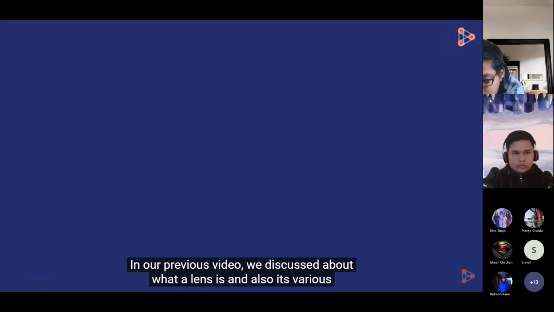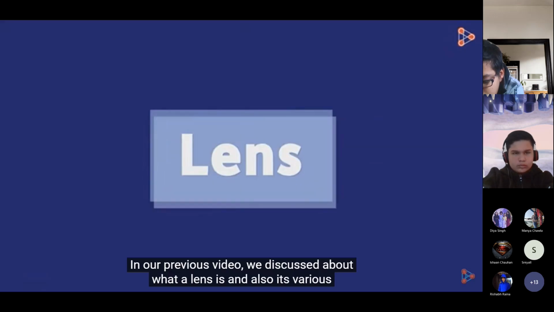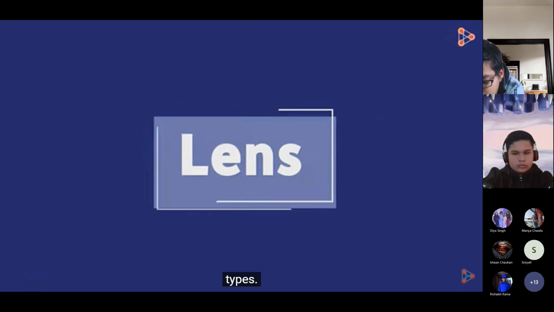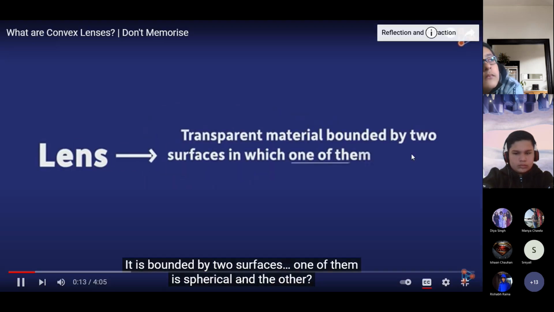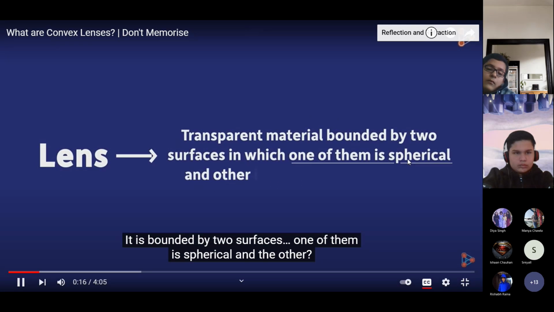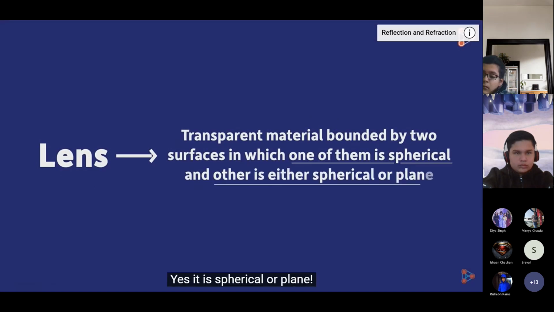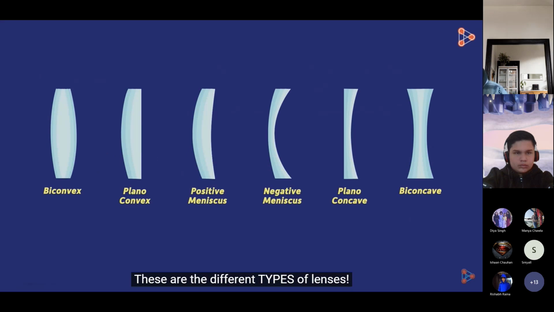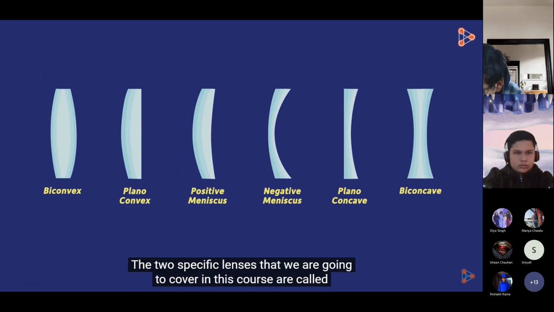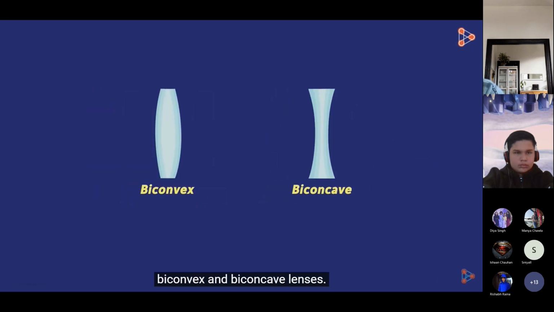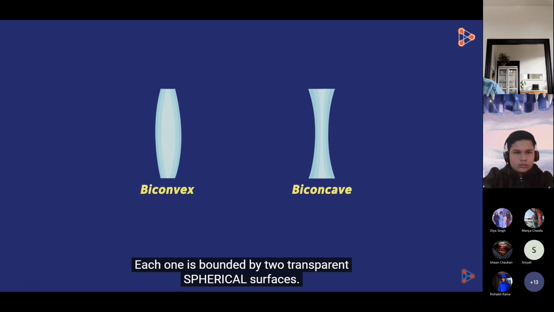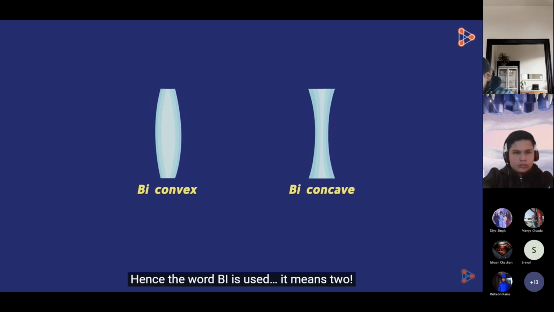In our previous video, we discussed what a lens is and also its various types. It is bounded by two surfaces. One of them is spherical and the other? Yes, it's spherical or plane. These are the different types of lenses. The two specific lenses that we are going to cover in this course are called biconvex and biconcave lenses. Each one is bounded by two transparent spherical surfaces. Hence the word bi is used.